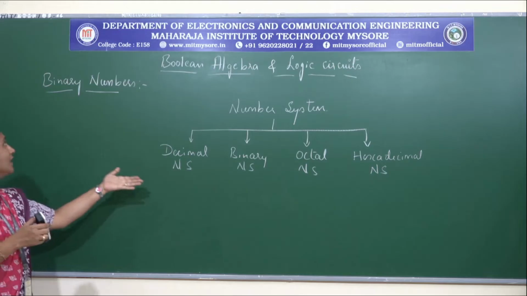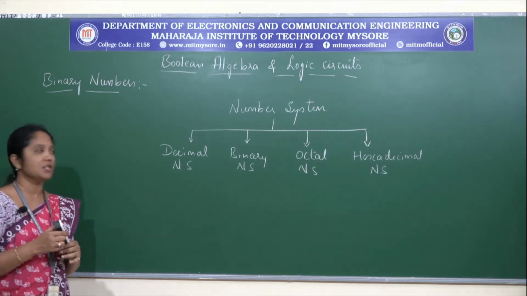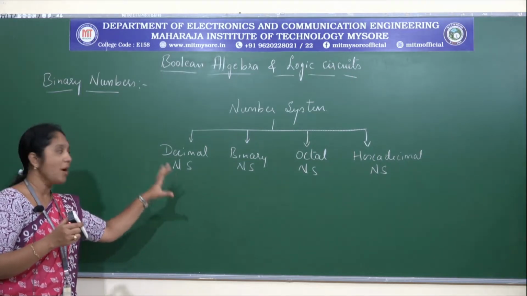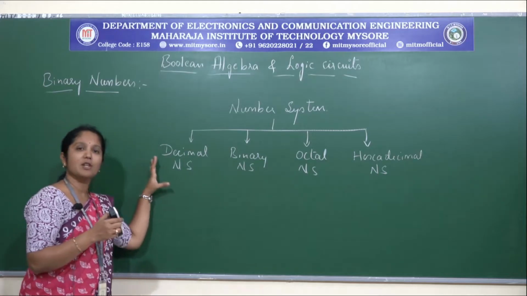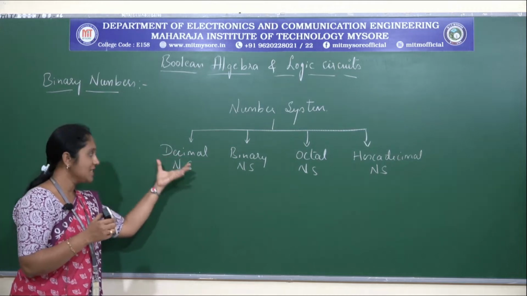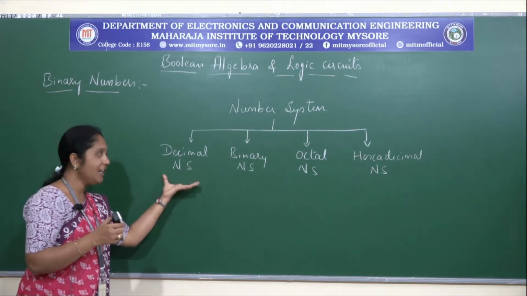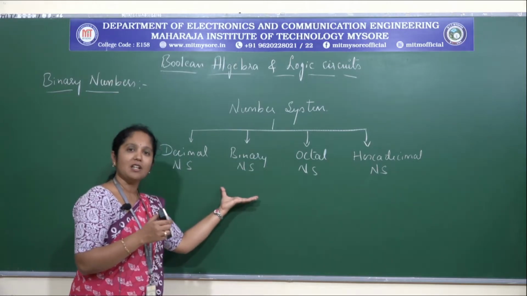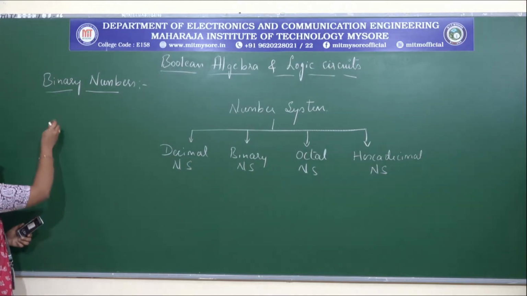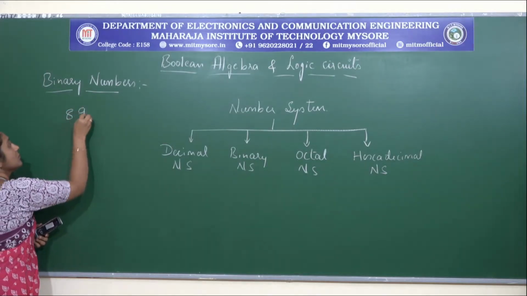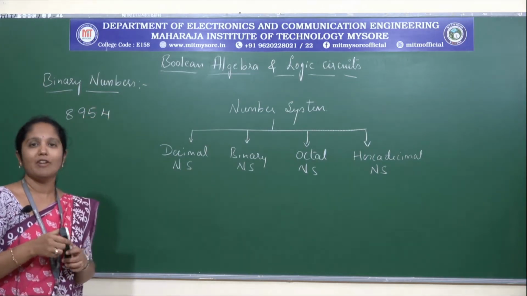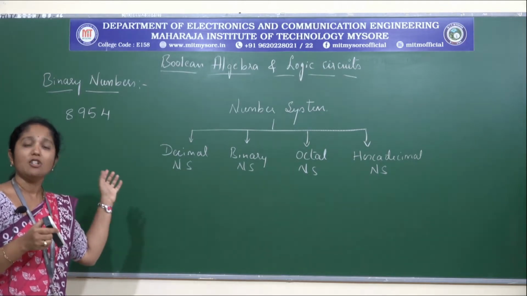Yes, now if you consider the binary number system, let us understand how to represent a number in the binary number system by considering the decimal number system first, because the decimal number system is the one we are very familiar with. So let us consider a number in decimal. Later we will arrive at a general representation for any number system. Let us consider a number, for example 8954. We write it in compact format.